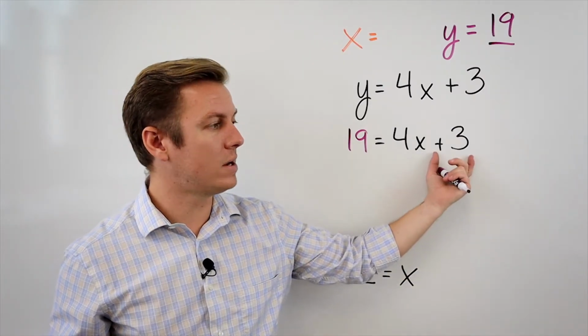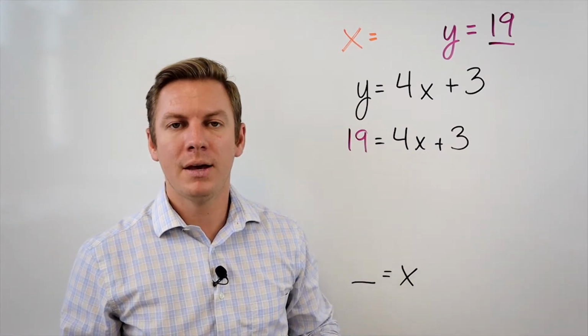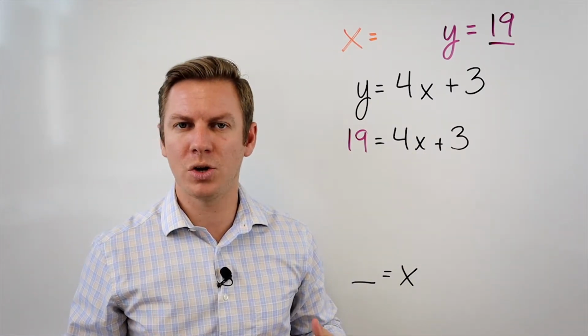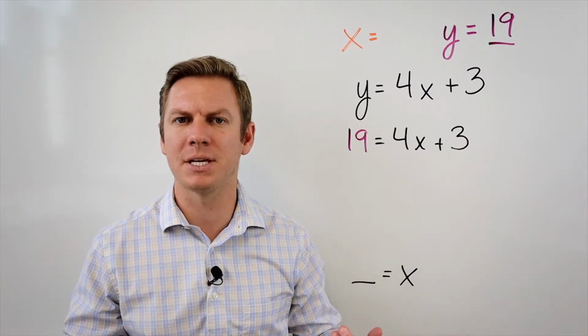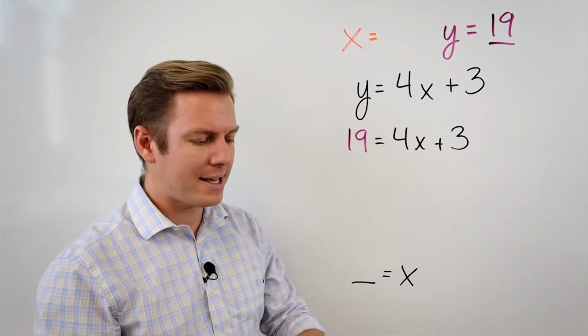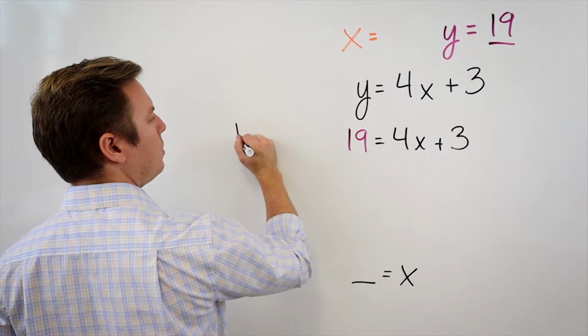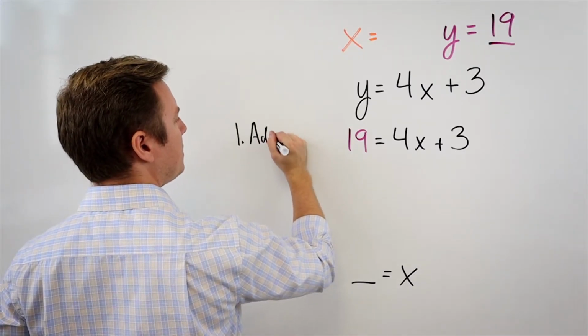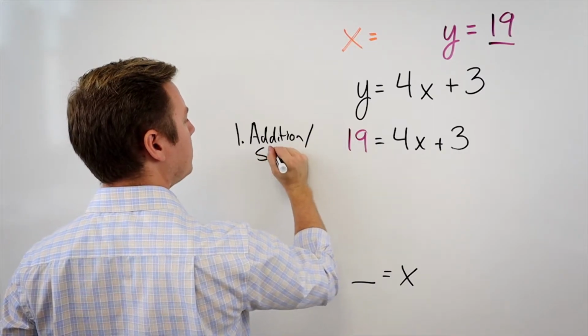To do that, we need to get rid of the addition problem, and we need to get rid of the multiplication problem. To get rid of an operation, you're going to do something called using the inverse operation. It's kind of like its opposite. The last problem we did, the first step was to multiply, but this time we are actually going to be looking at addition or subtraction.